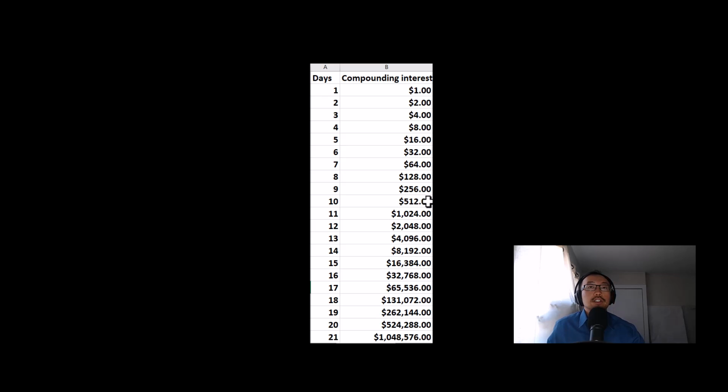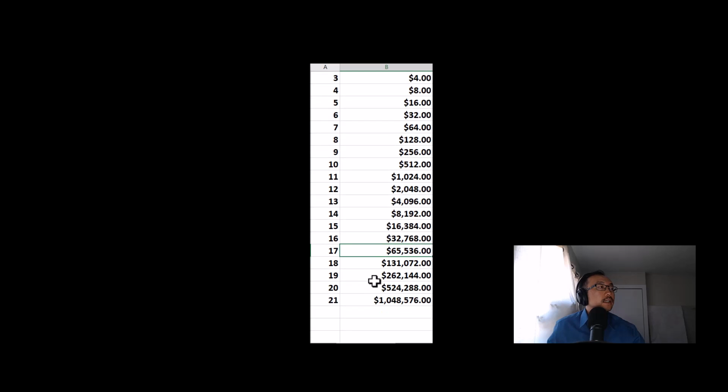$500,000 in cash seems a lot better. Even on day number 19, you're still only at $262,000. If you notice, it isn't until the last 2 days in this example that the amount actually surpasses the $500,000 amount. And on day 21, your money will have grown to just over $1 million.